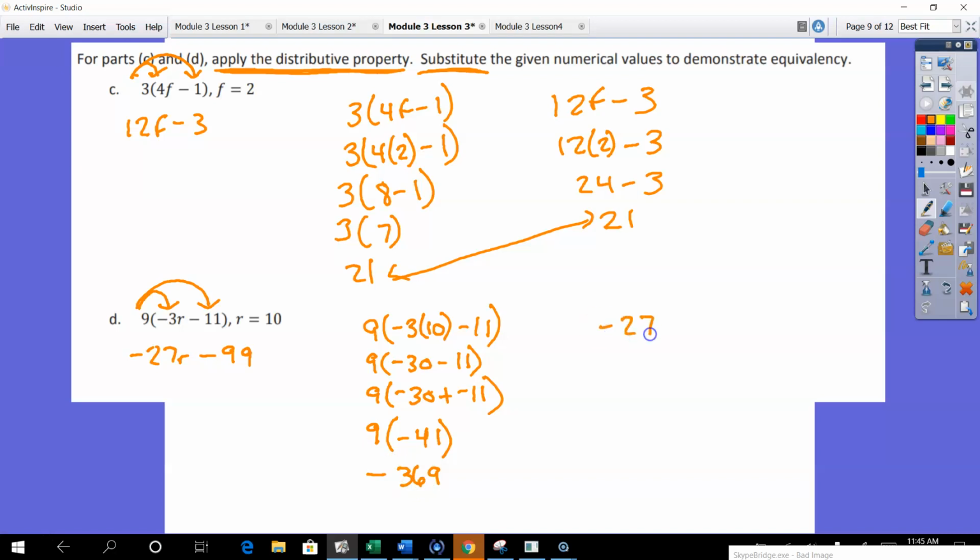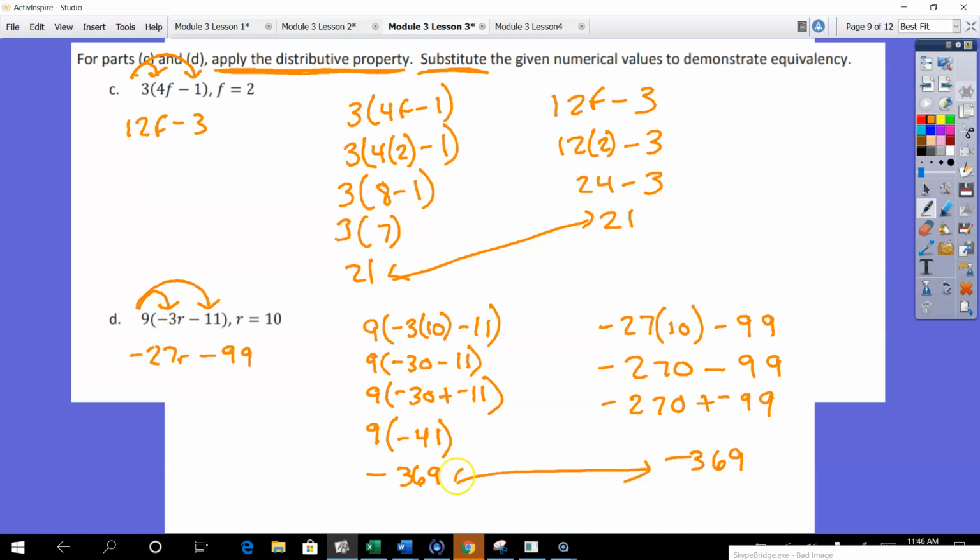Does it work here as well? Negative 27 times 10 minus 99. Negative 27 times 10 is a negative 270. Minus 99 is negative 270 plus a negative 99. So when we add that together, 0 plus 9 is 9. 9 plus 7 is 16. Carry my 1 is 3. So negative 369. So yes, it is correct.